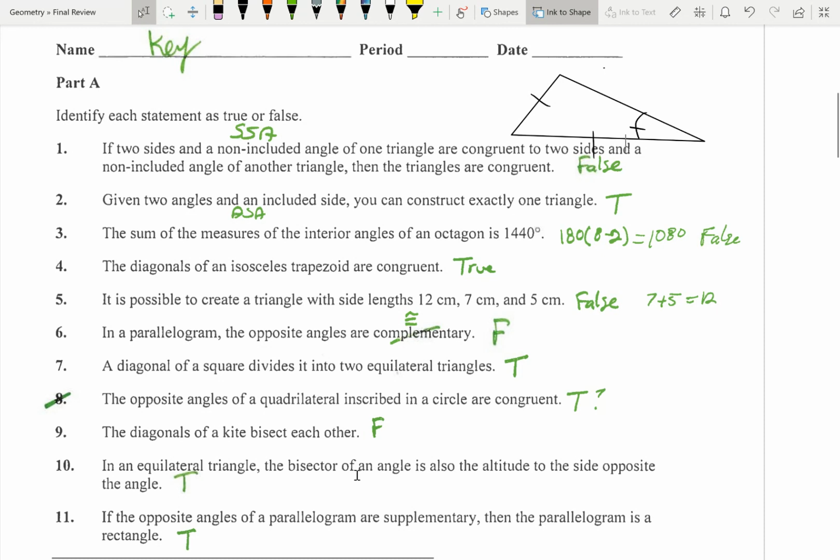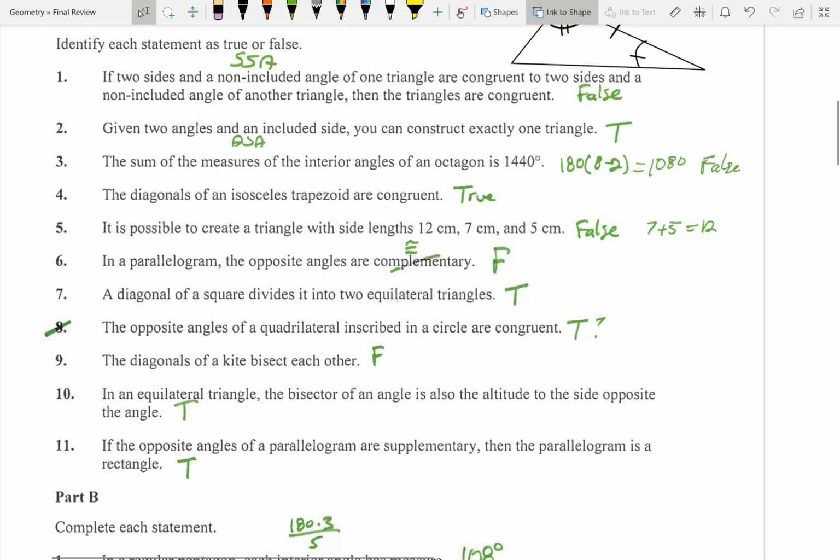Next is given two angles and an included side, you can construct exactly one triangle, and that is going to be true. So if I have two angles and an included side, that's going to be ASA, which is a shortcut, so that's going to be true.